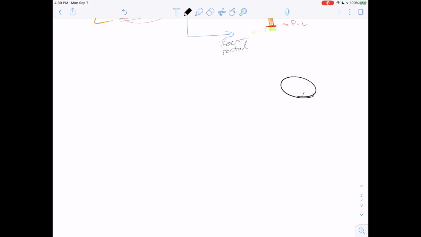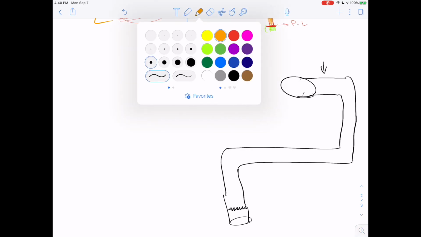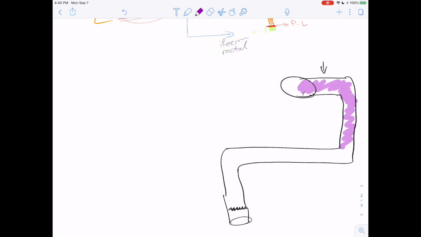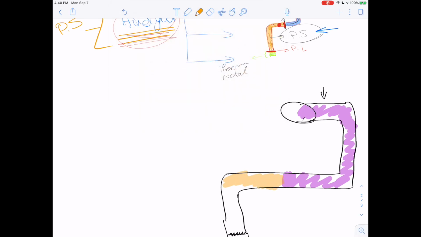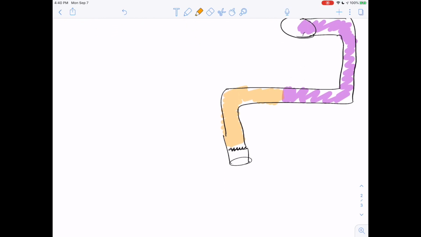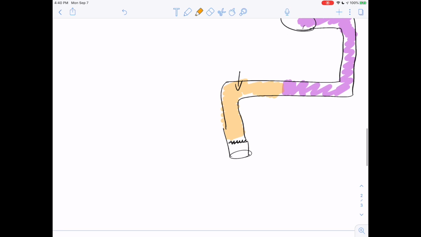Hopefully that makes sense. I'm just talking about the last third of the distal transverse colon. I'm sure you understand what I'm doing. So pain from here all the way here would be sympathetic, and it would be innervated by lumbar. Pain from here all the way to the pectineal line would be parasympathetic, pelvic splanchnic.